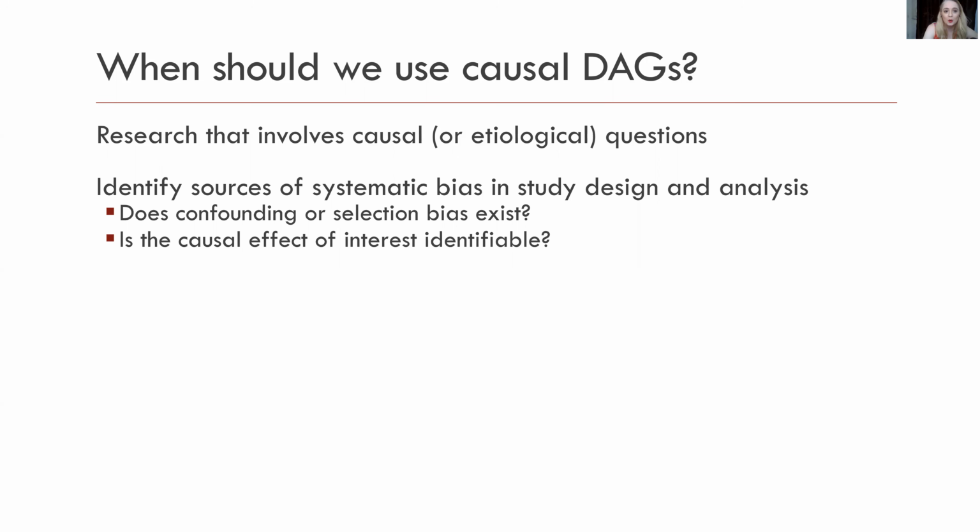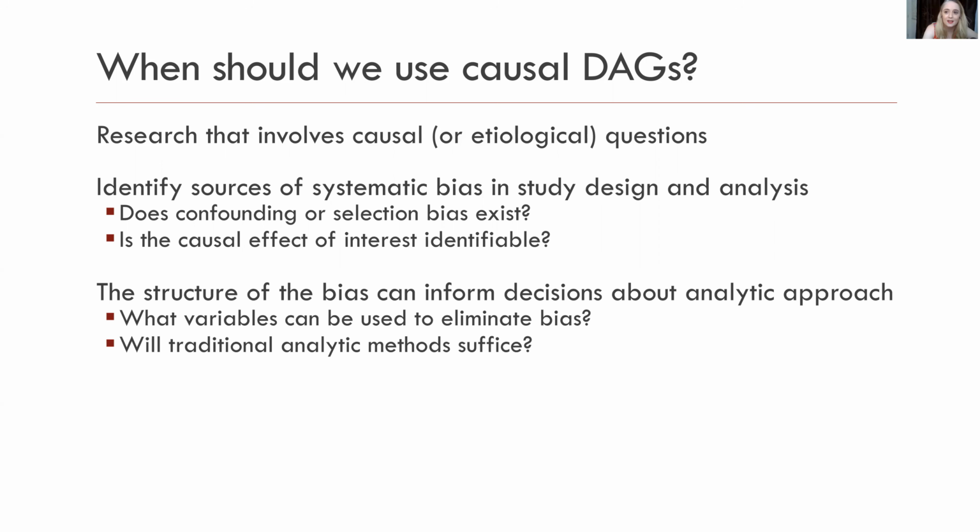In particular for causal questions, we can use the causal DAG to answer the question, is the causal effect of interest identifiable? That is, can we calculate it from the data that we have? We can also use causal DAGs to figure out the structure of the bias in terms of informing decisions about what analytic approach we should use. For example, if we've identified some confounders, this will tell us that we need to control for those in order to eliminate bias. On the other hand, we may discover that although we've identified several confounders, one of them is not in our data set, and a traditional method will not suffice for controlling for that confounding.